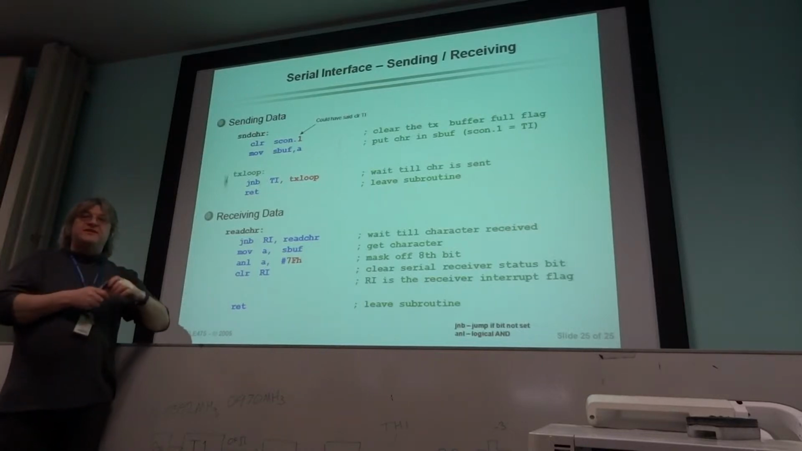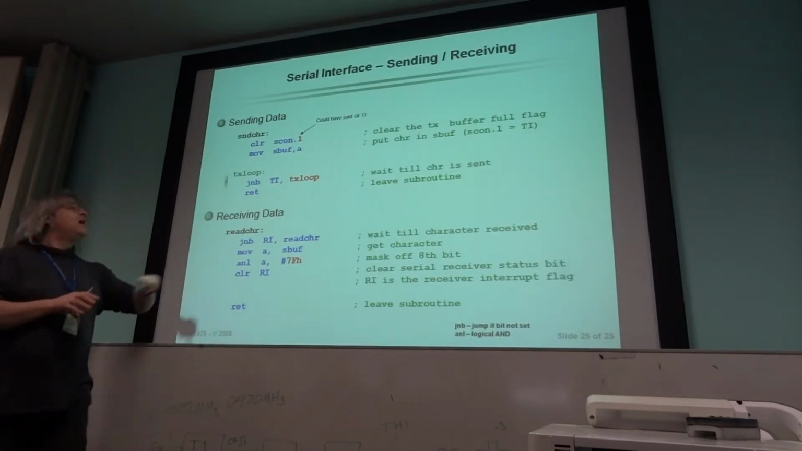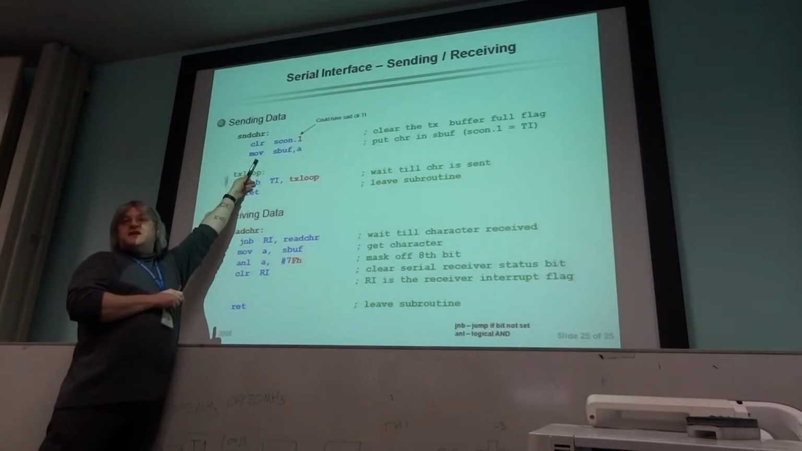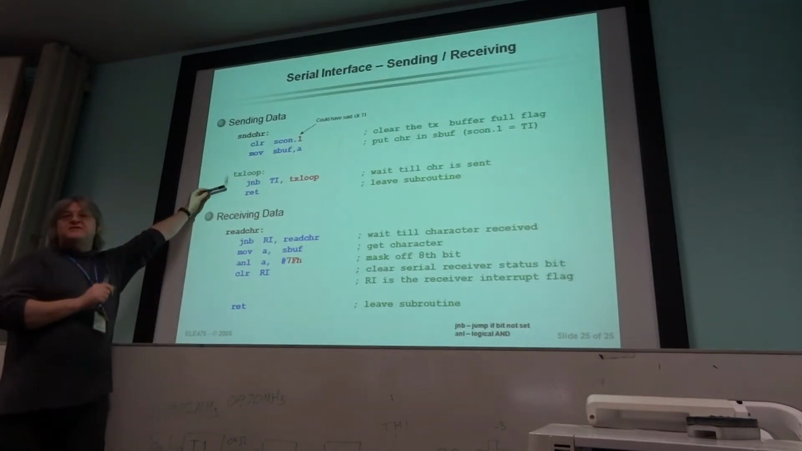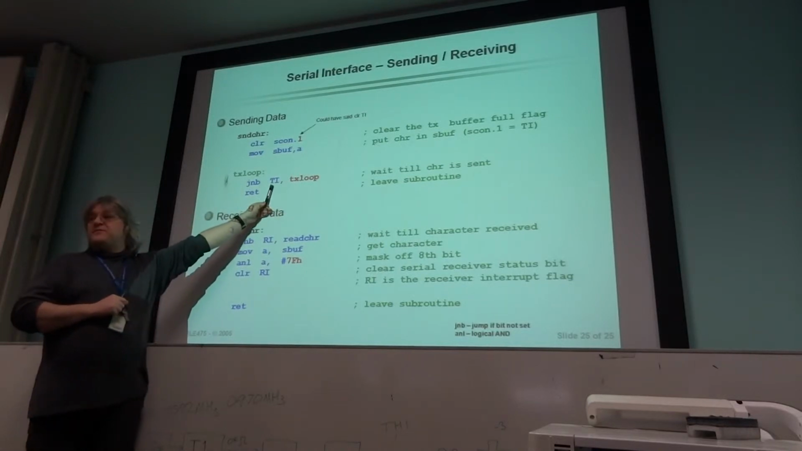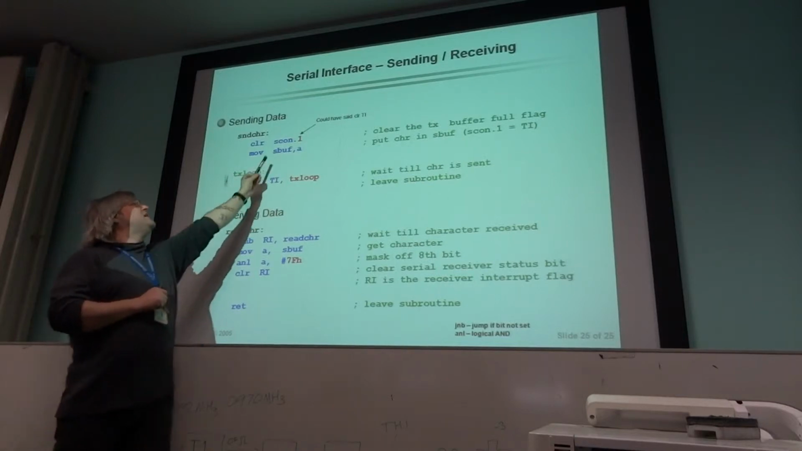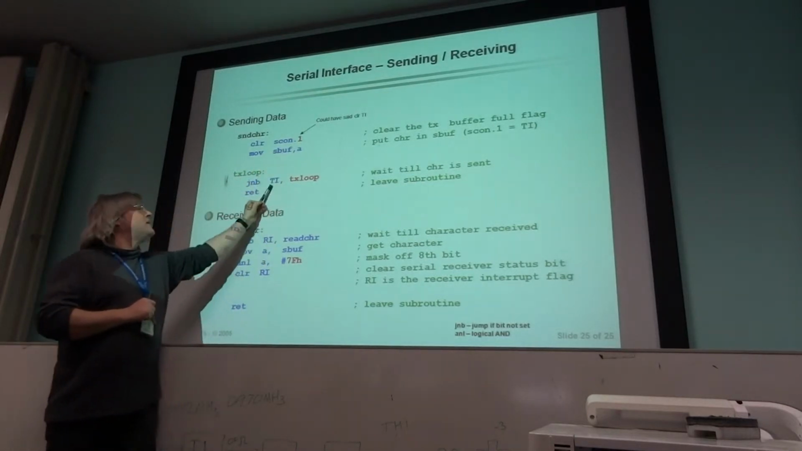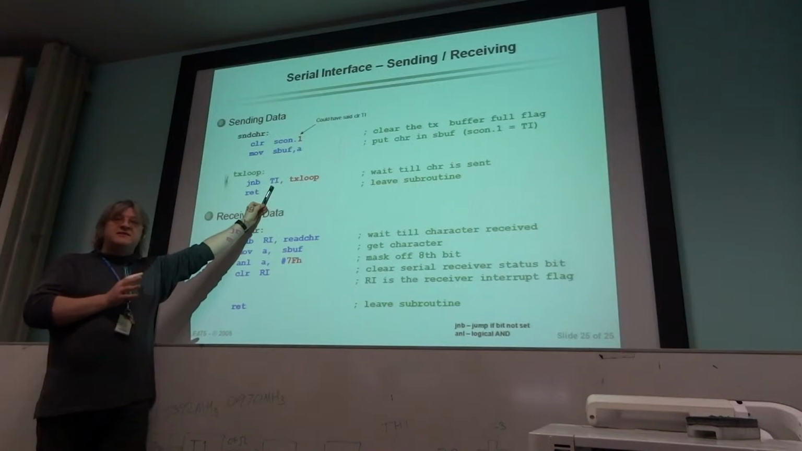You can then get on and do other things. Now in this particular case, we want to know when it's finished. And we're not using interrupts, so what we're doing here is entering this loop where we just keep on testing the transmit interrupt flag. By the way, you might say, well, why did I use scon.1 here when I'm using TI here? They are identical.